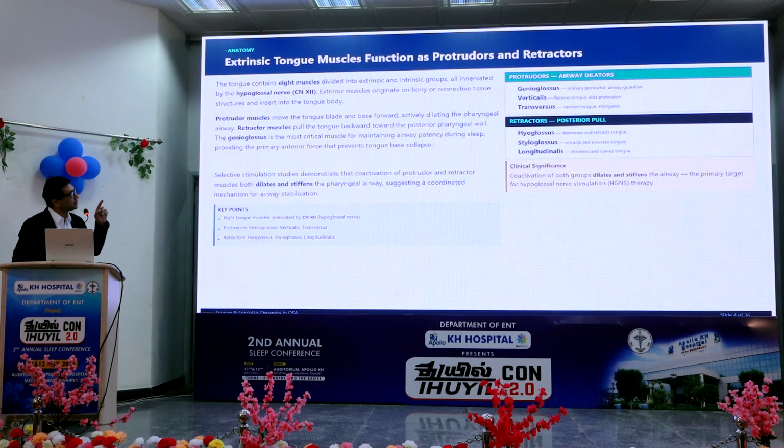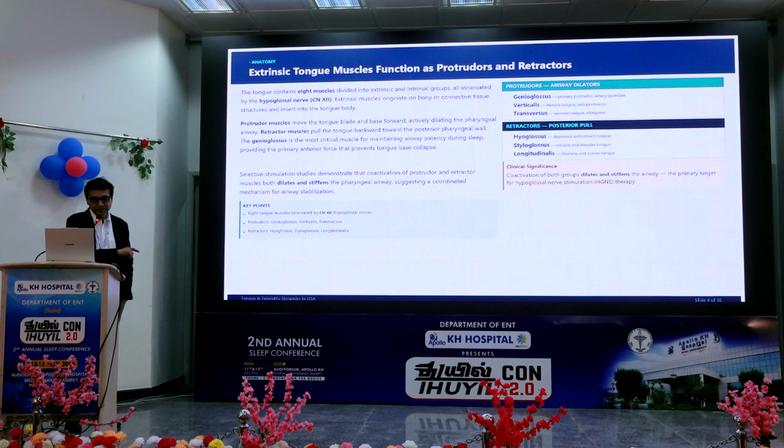The genioglossus muscle is the most critical muscle for maintaining airway patency during sleep, providing the primary anterior force that prevents tongue base collapse. That's why hypoglossal stimulation always depends upon genioglossus muscle activity. The combination of intrinsic and extrinsic muscles plays an important role in maintaining airway stability during sleep. This is the tongue musculature: this is our extrinsic muscle, and these are the intrinsic muscles.